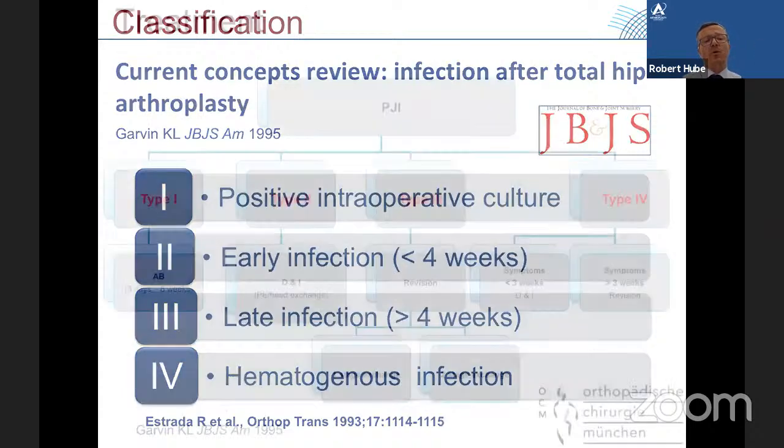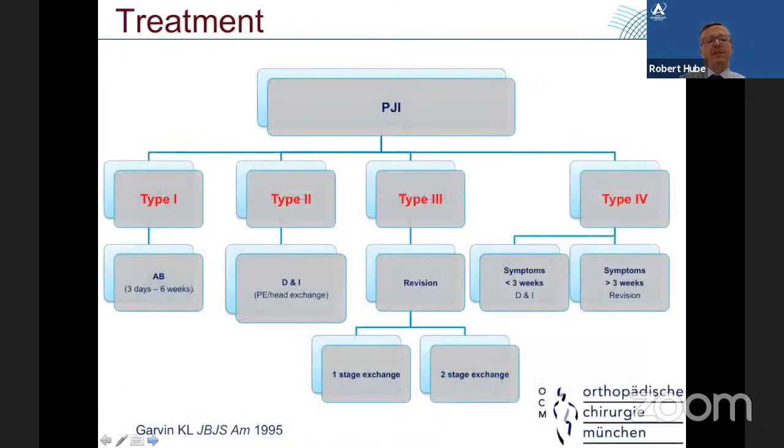And that is actually what we still work. So the treatment, what Darwin looked at just as a PJI: type 1, antibiotics, 3 days, 6 weeks. That is type 1, intraoperative positive culture. Type 2, the Brighton, or today we see DAIR: polyethylene head exchange and antibiotics. Type 3, revisions, early infection, 1 stage or 2 stage, we talk about later on.